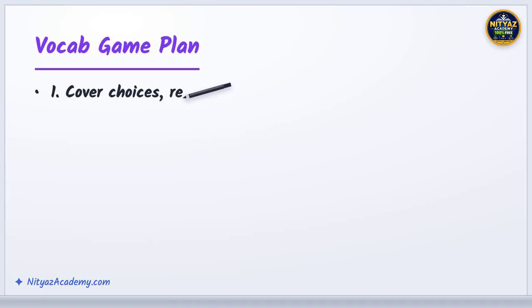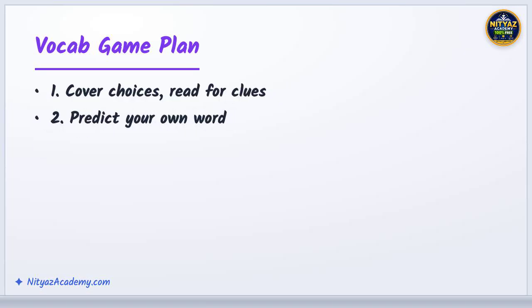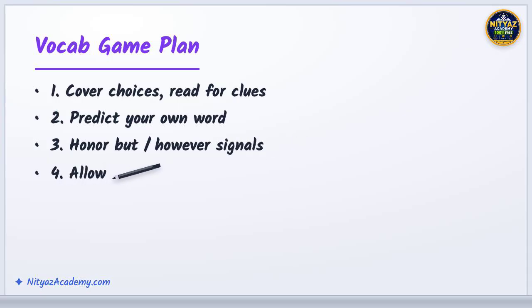Here's your vocabulary game plan. 1. Cover the choices and read the sentence for clues. 2. Predict your own word before peeking. 3. Honor signal words like but and however that set the direction. 4. Stay open to a common word's second meaning. Follow these steps, and words in context questions become some of the fastest points you'll earn.